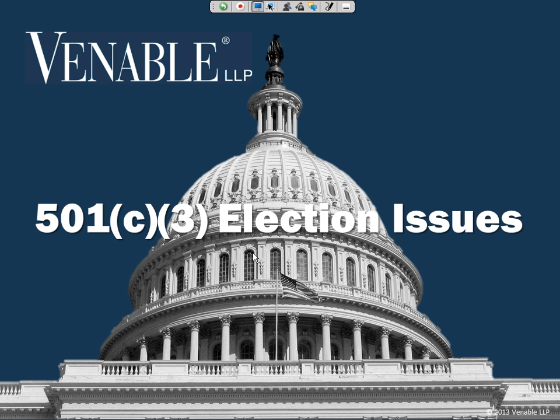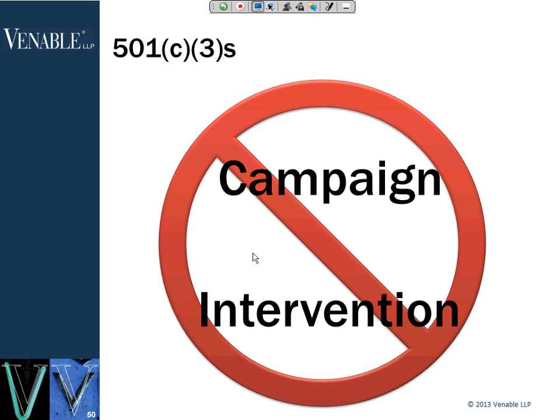The next section we're going to talk a little bit about is the special rules that apply to 501c3 organizations that may want to be involved in elections in some way. The basic rule here is that the federal tax code prohibits 501c3 organizations from engaging in political campaign intervention. This means activities in support of or in opposition to a candidate for elective office. It doesn't matter if it's federal, state, local, any candidate for elective office, activities in support of or against their candidacy is considered prohibited political campaign intervention.